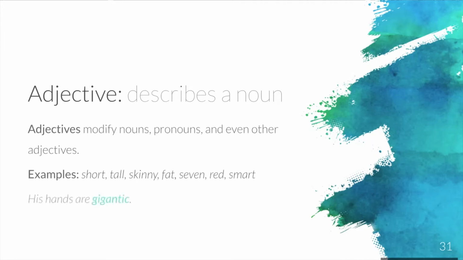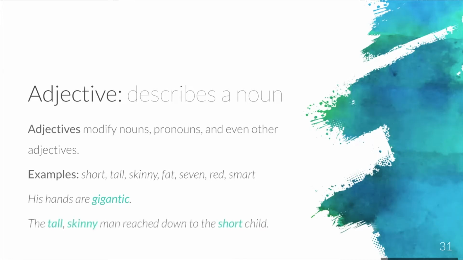We have an example sentence here that says, his hands are gigantic. So in this case, gigantic is the adjective, and it's describing this person, his hands. So that would be describing a noun.